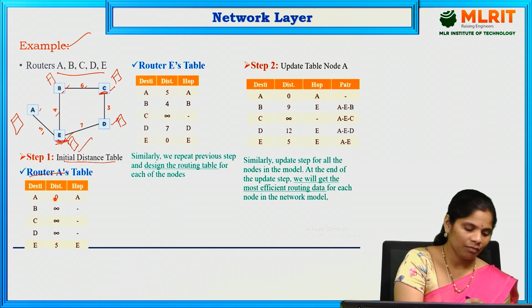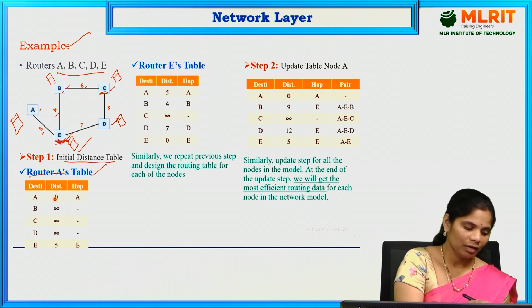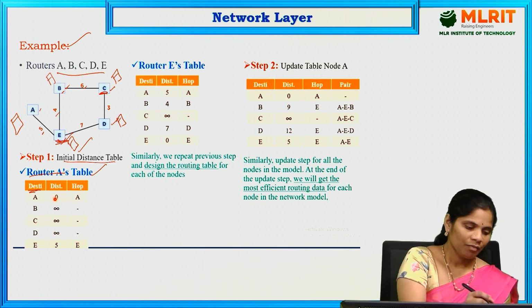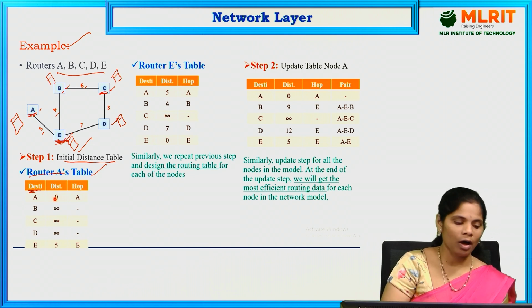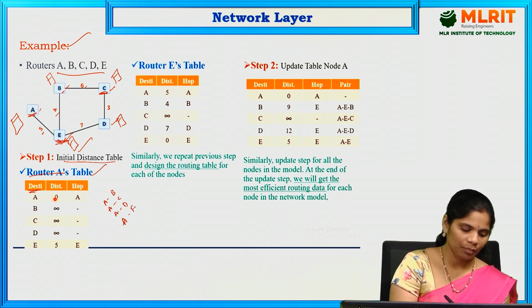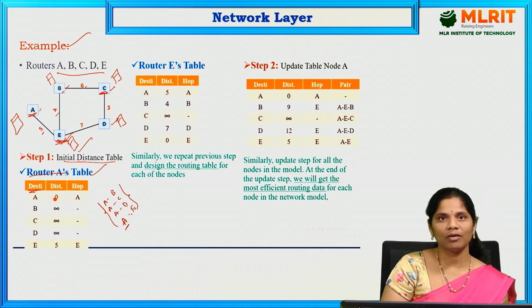For router A, we are going to find the routing table. How are we going to find it? For that, we have to mention the destination. Next one is from A to B. For every router, we have to find the shortest path to all other nodes. That is the condition. From A to B, what is the shortest distance? A to C, A to D, A to E. From A, the source, to all other routers, we are finding the shortest distance.